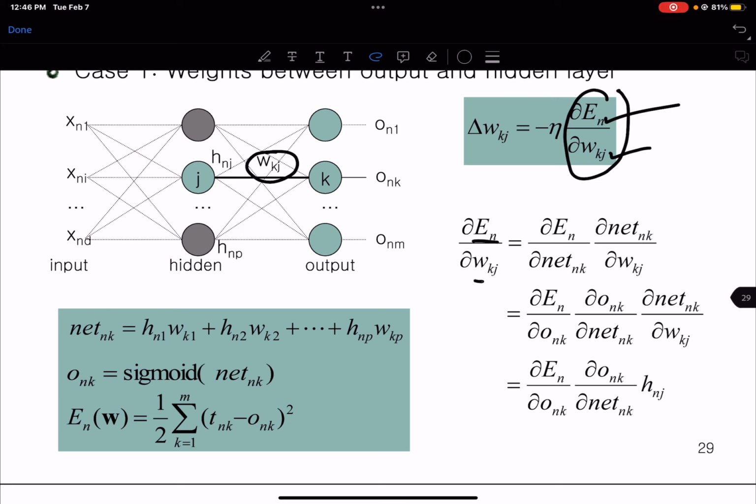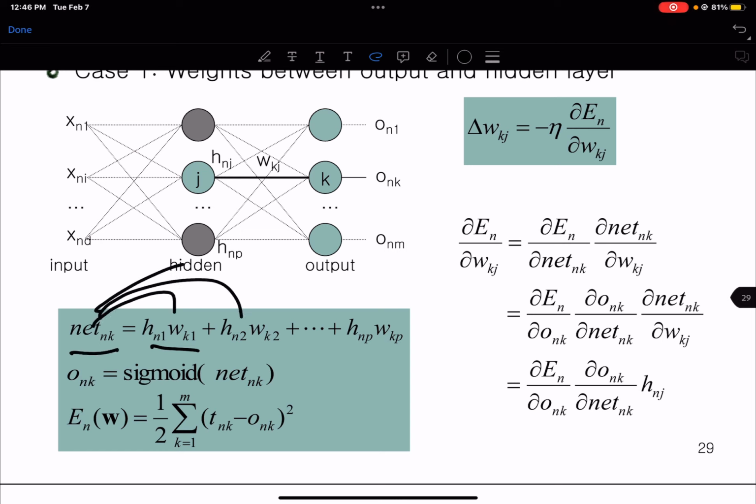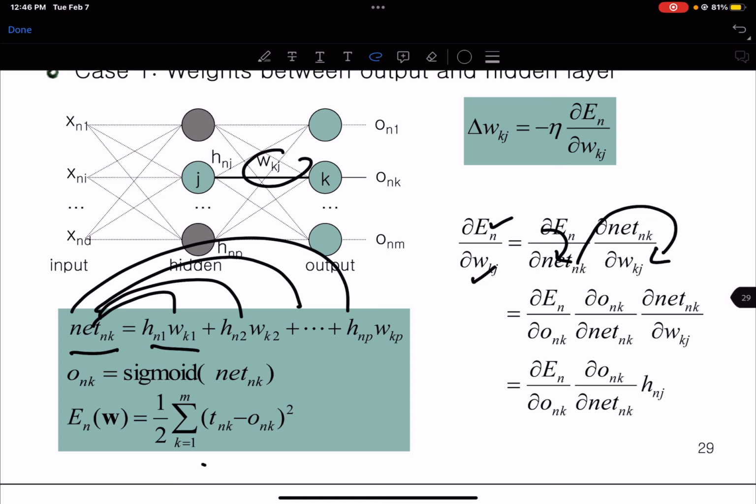And for that, how do we define the output at node n with respect to net_k? Again, net_k itself is a function of the weights, right? Net itself is a function of weight values multiplied by the hidden nodes. So if we want to calculate the error with respect to this weight, we first take the partial derivative with respect to net, and then from net we go to the weight.